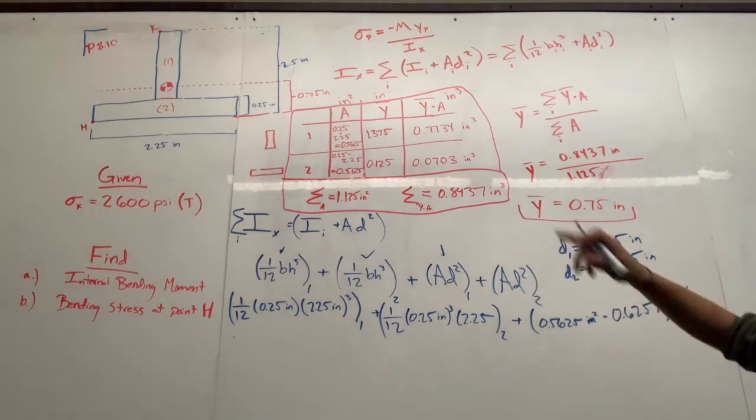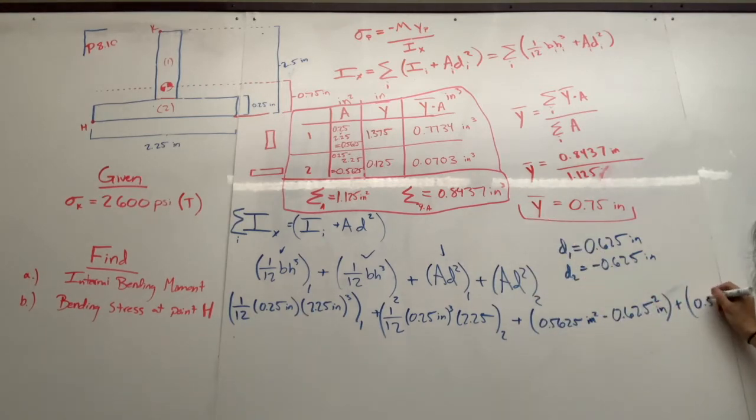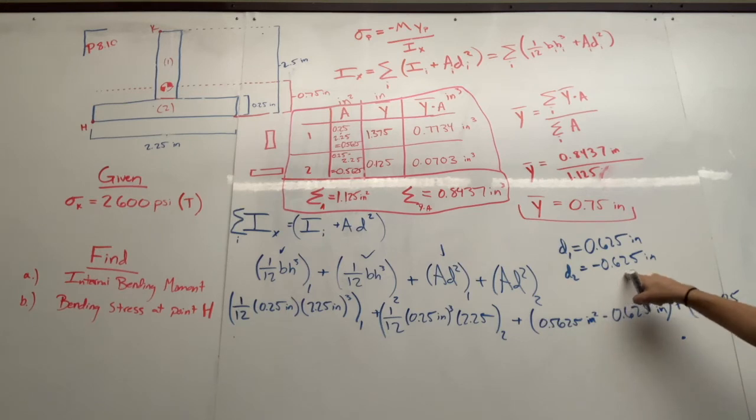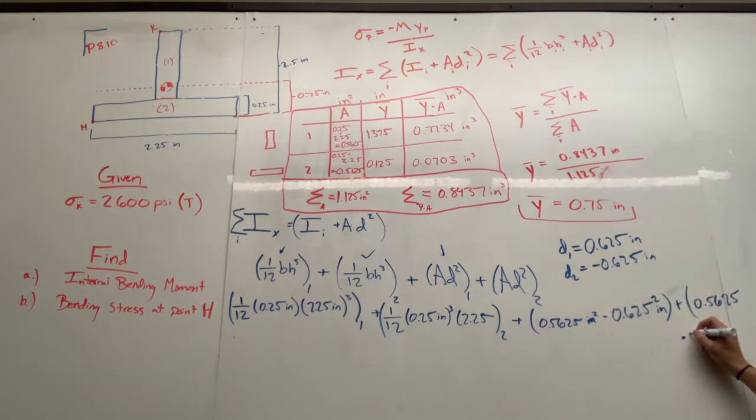We know it's the same area, so 0.5625, and then I'll run out of room, times d2 squared, so it'd be negative 0.625. But it gets squared, so the negative goes away, but I'll write it. Inches squared.